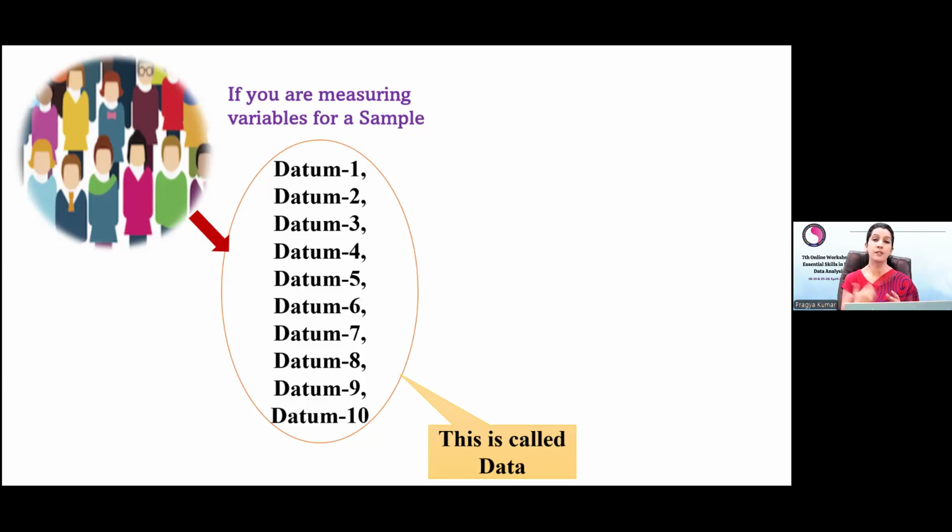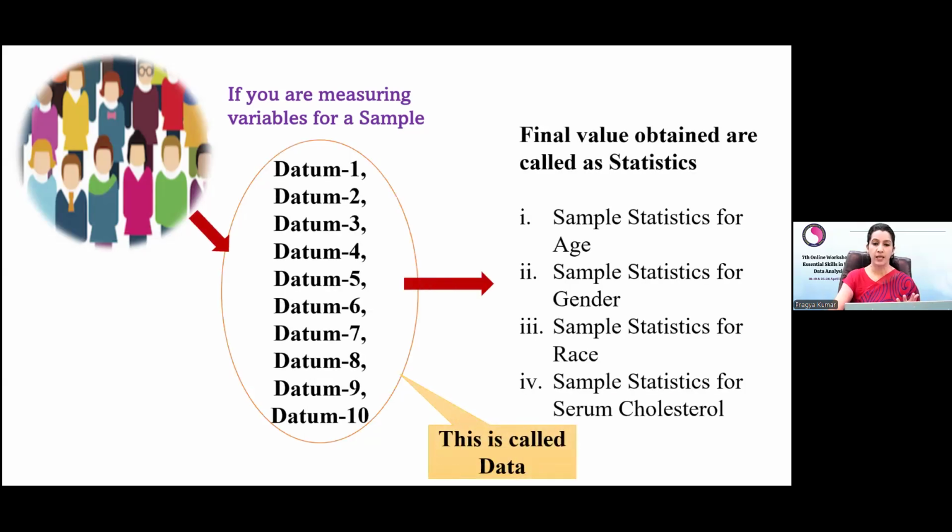That's why we always use this term data, not data. And then we have got these final values. So let's say if these 10 people are there in my research sample, 10 people out of this total universe, whatever statistics I calculate is known as the sample statistics. So I'll have sample statistics for age, for gender, for any history of cardiovascular disease, or for the serum cholesterol.